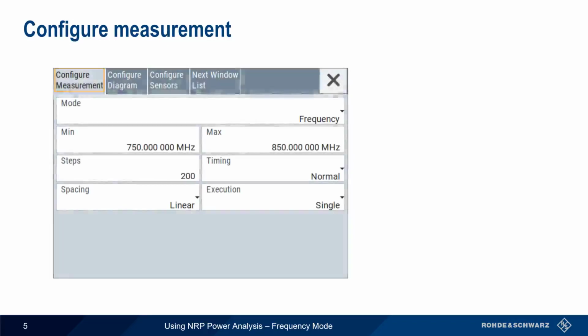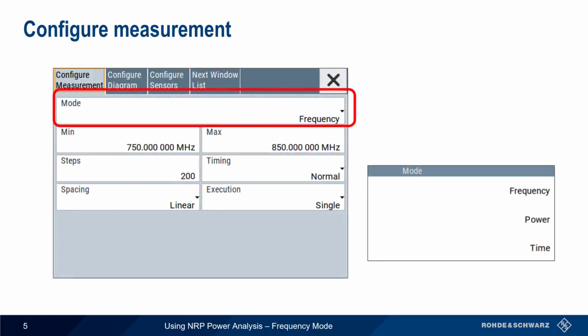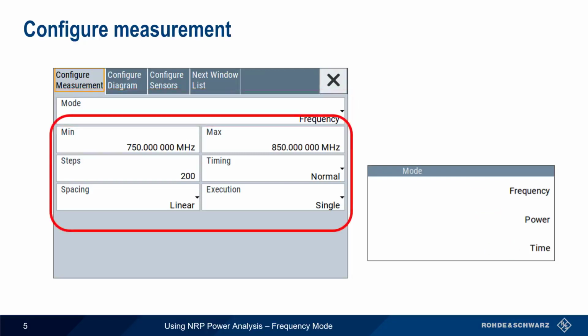We select our measurement mode in the Configure Measurement screen. Note that for each of the 3 modes, frequency, power, and time, many of the configurable parameters are similar. In this module, we'll be making a frequency mode measurement. Power and time mode measurements are covered in separate presentations.